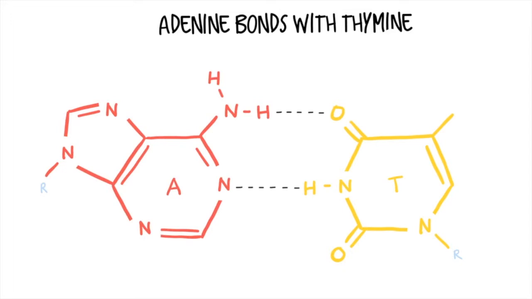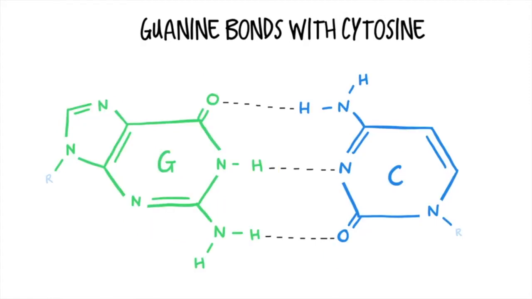In this case, the hydrogen on adenine is the proton donor to the oxygen in thymine, which is a proton acceptor. And for the second bond, the nitrogen in adenine is the proton acceptor to the hydrogen in thymine, which is a proton donor. And next, guanine binds with cytosine, but this time we have three hydrogen bonds.